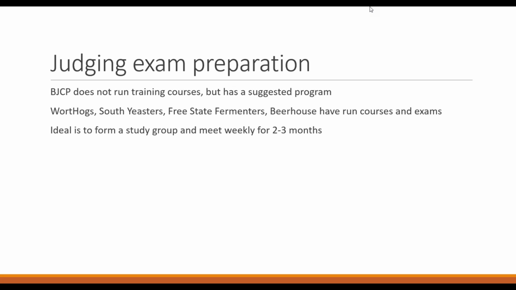In the past, the clubs in Gauteng, the Warthogs, the Southeasters, the Free State Fermenters, and the Beer House Bar have run some courses and exams. And like I noted there, if you don't get a real formal training program, a study group works very well. The ideal is, if there's an exam coming up, form a study group of at least 6 or so people who are planning on taking the exam, get 1 or 2 experienced judges to sit in, and meet weekly for 2 to 3 months before the exam, judge beers, compare notes, and get feedback from the experienced judges as to how you should have scored it.